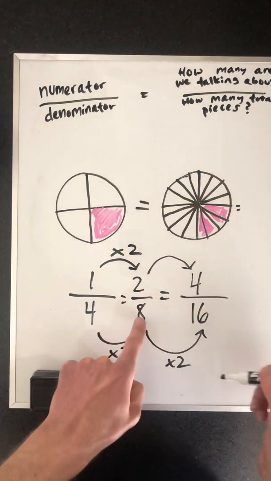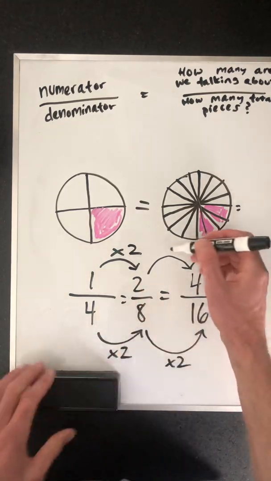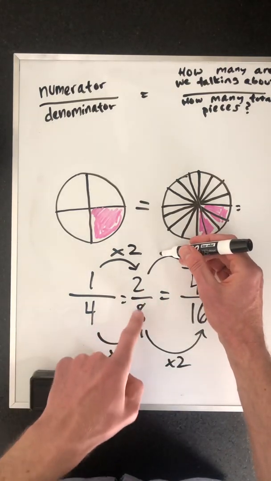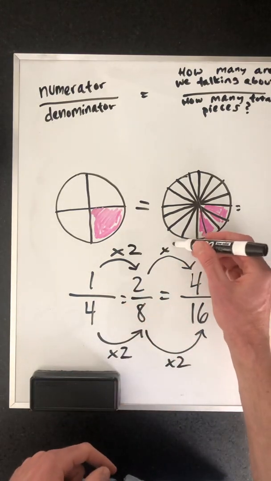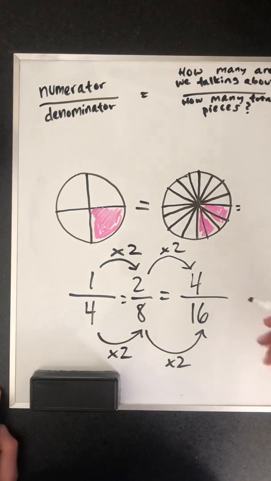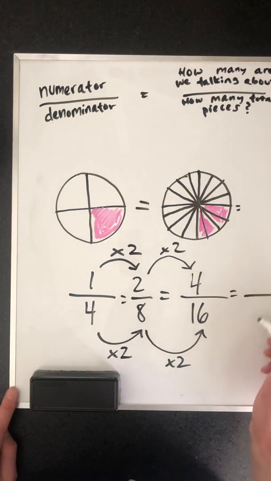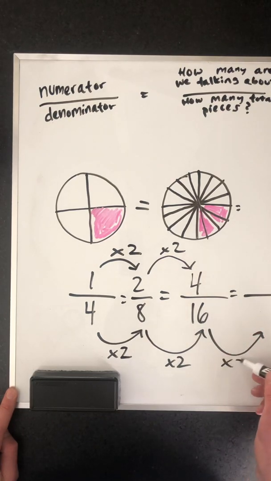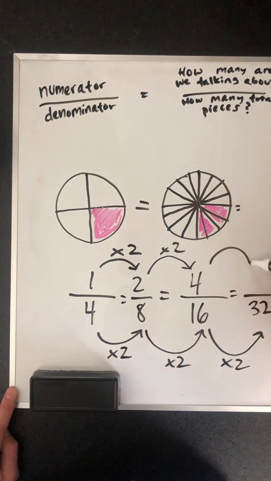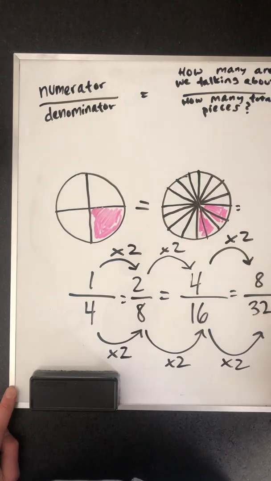So 8 times 2 is 16. Whatever I do at the bottom, I do at the top. 2 times 2 is 4. And what if I cut them again? What do you think it would equal? Well, if I cut them again into 2 pieces, 16 times 2 is 32. And then 4 times 2 is 8. And I can just keep going forever.